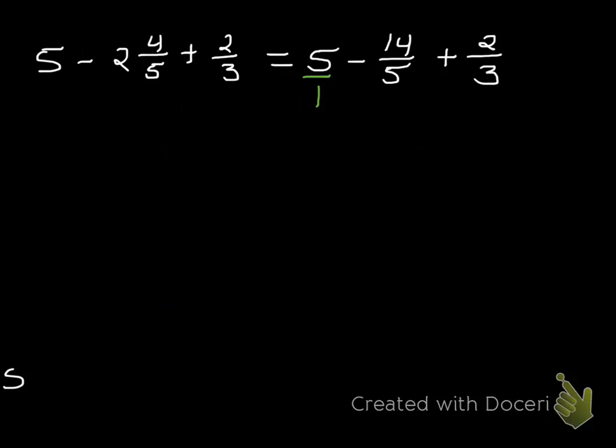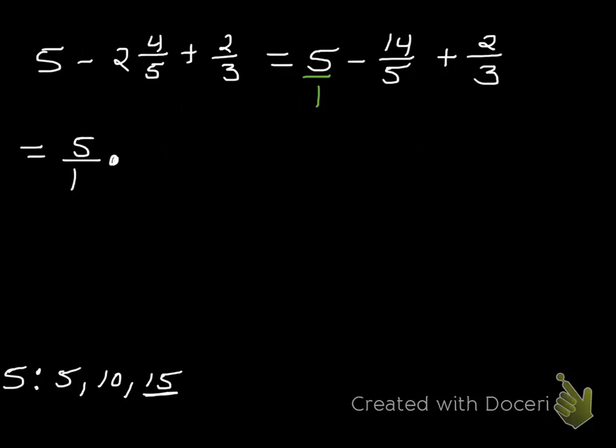So what I'd like to do is find the LCM of 1, 5, and 3. 1's going to go into anything. 5 is the biggest here, so we're going to look at multiples of 5. So 5, 10, 15, 20, 25, etc. But we're looking for the smallest one that the 3 goes into. So 3 doesn't go into 5 evenly. It doesn't go into 10 evenly. However, it does go into 15 evenly. So that's our least common multiple. So we would like to have each denominator look like 15.